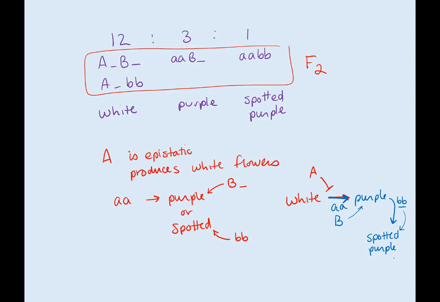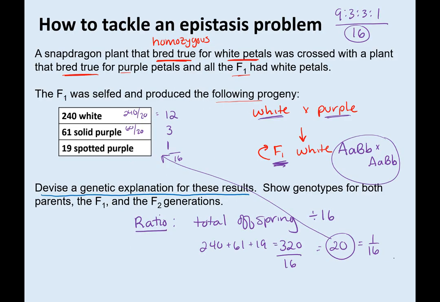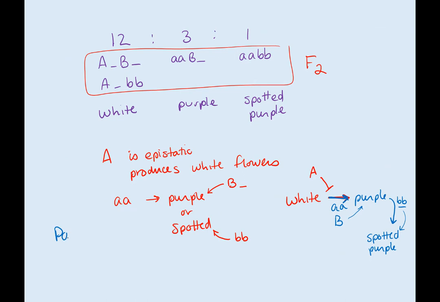Now, the one question we didn't answer is, what are the genotypes for the parents? So let's look at the purple one first. So let's go back to the parents. So the parents, we know, have to be homozygous. And we have a white parent, and we have a purple parent. And from this, we know that they have to produce a heterozygous dihybrid white plant.